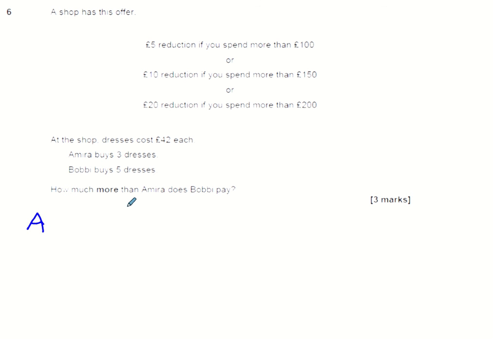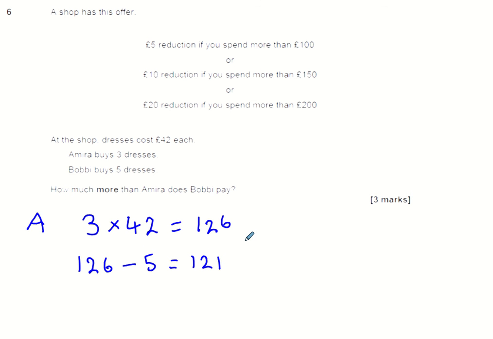For Amira, Amira's buying 3 dresses. Those dresses cost £42 each, so a multiplication of 3 multiplied by 42, giving us 126, will be how much Amira has spent. But that's before any reduction from the special offer. Since Amira has spent £126, she's qualified for the £5 reduction, but not the £10 because she hasn't reached 150. So Amira's actual spend will be 126 minus the £5 reduction, which is going to be a total of 121.